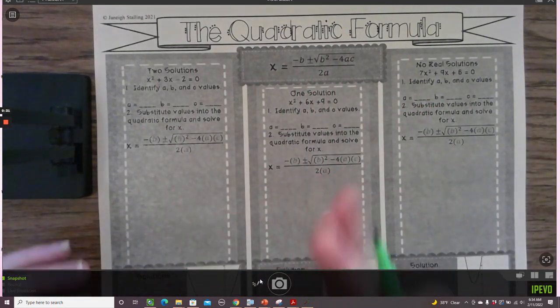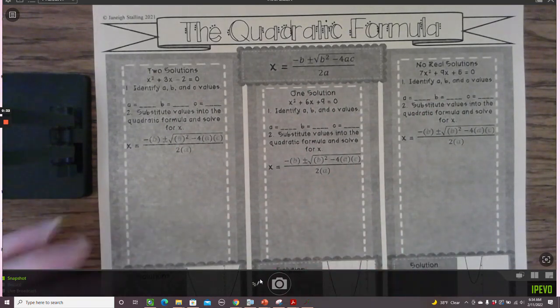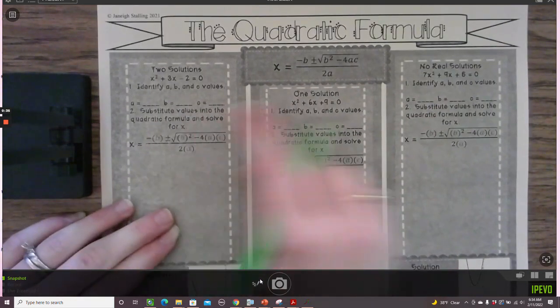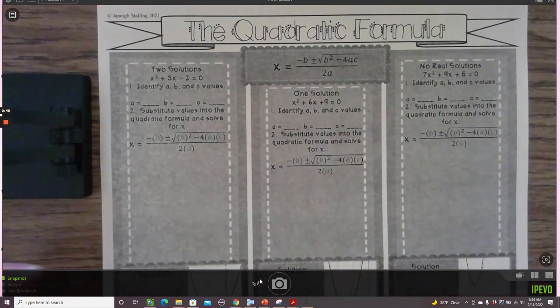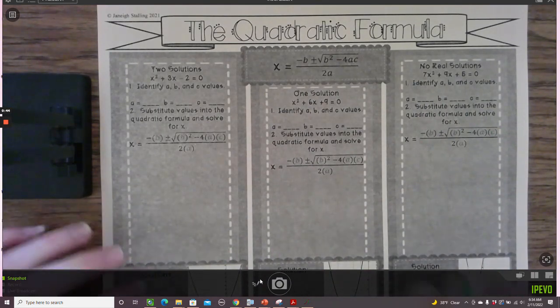And then we talked a little bit about this, but the solutions for quadratic formulas are 2 solutions, 1 solution, and no real solutions. So this is a good note page that you can use to identify the types of solutions that these might have.